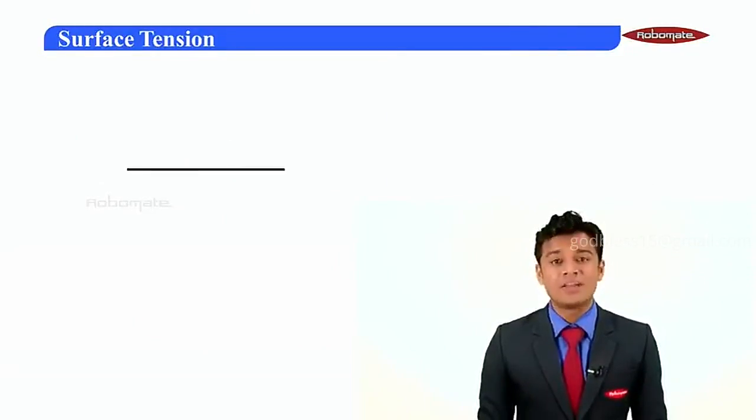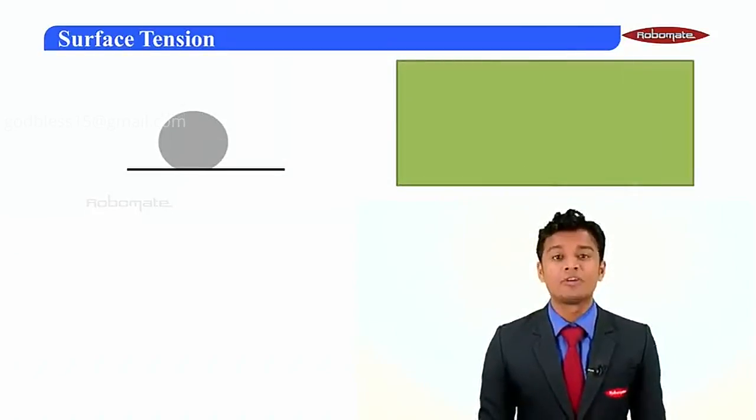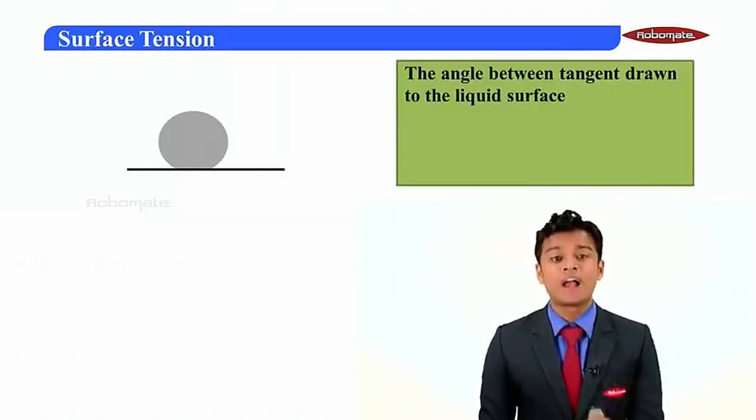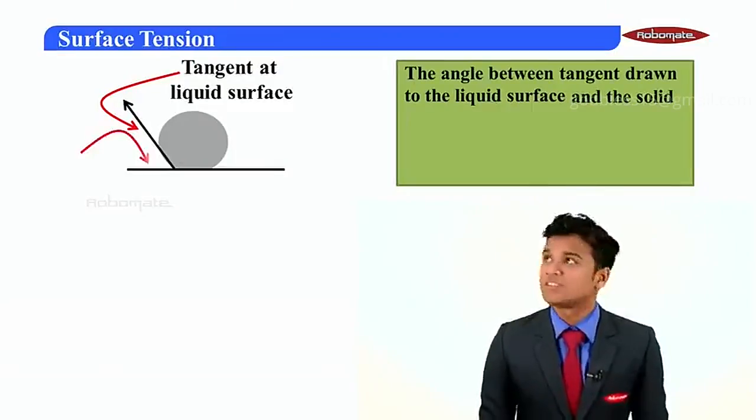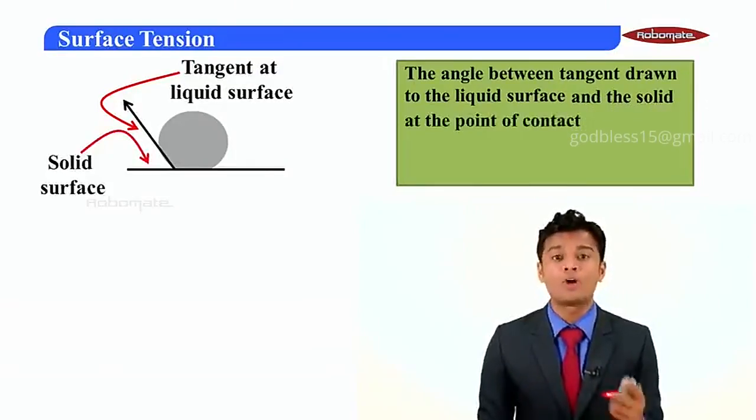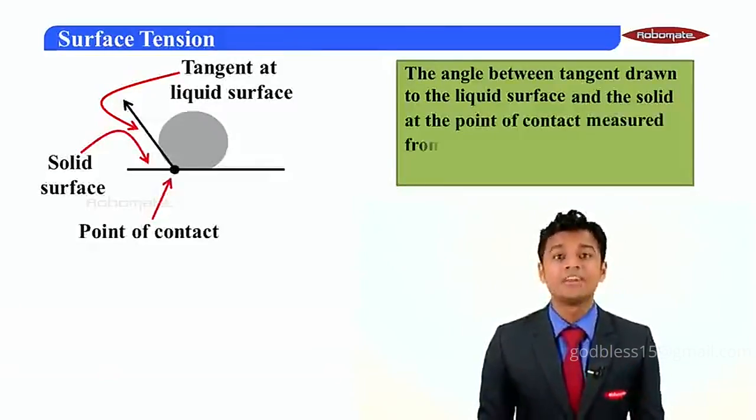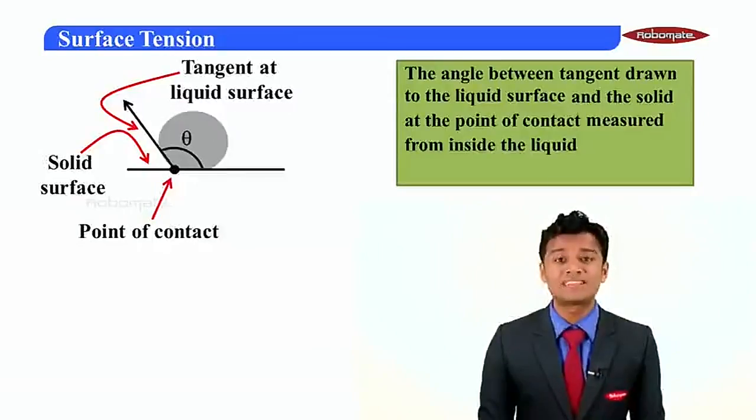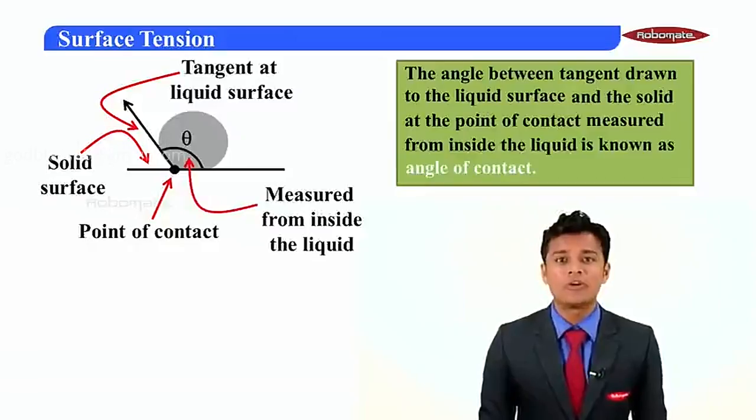Now, the same glass plate I have, but this time if I keep a mercury drop on it. Now class, I know that a mercury is more spherical in shape. So I say that if I were to define angle of contact again, it would be the angle between the tangent drawn to the liquid surface. So if I draw a tangent on the liquid surface and the solid surface, which is something as shown at the point of contact shown on your screen, I have theta, which is to be measured from inside the liquid. So this angle is called as angle of contact.